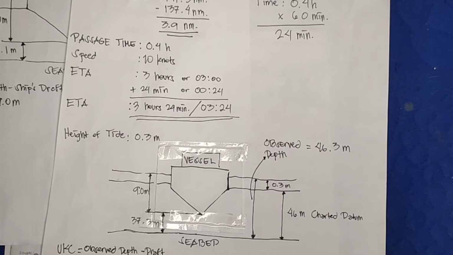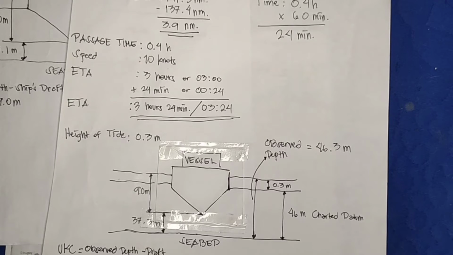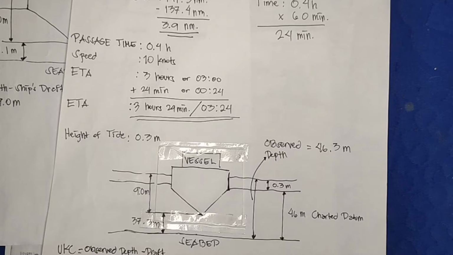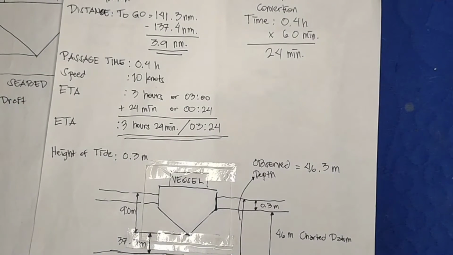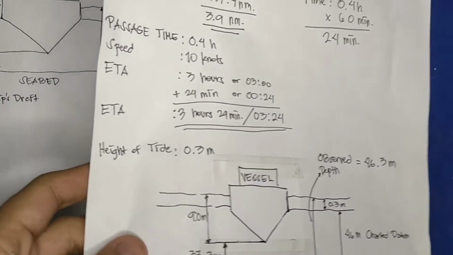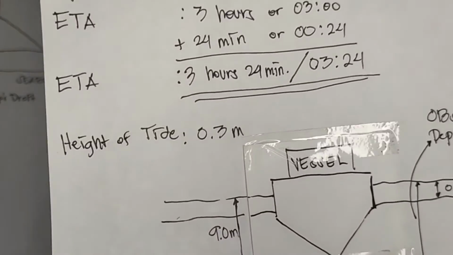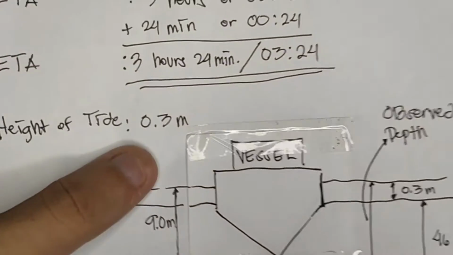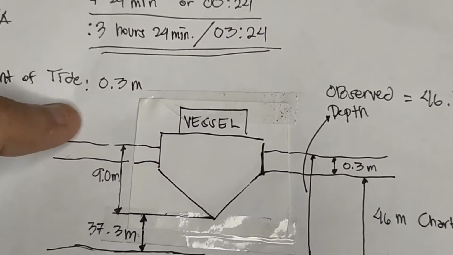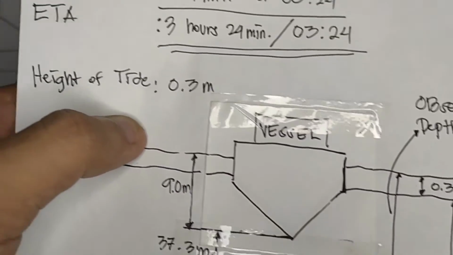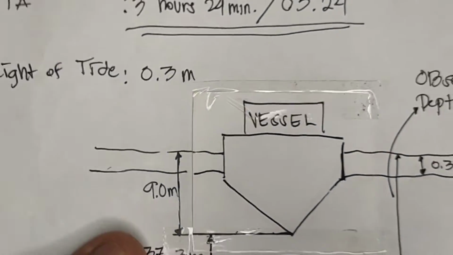The next criterion is to use the calculated height of the tide to determine the actual depth of the water during passage in the nearest underwater obstructions. First, the Virac Bank. In the tide table, the height of tide is 0.3 meters at the time of 3 hours and 24 minutes.